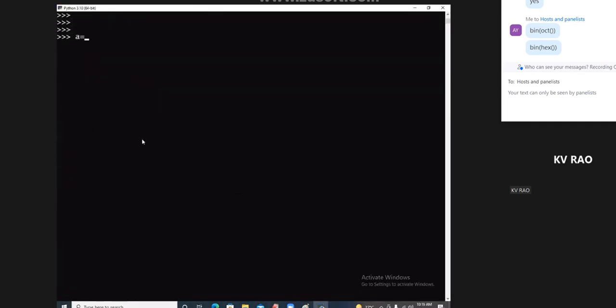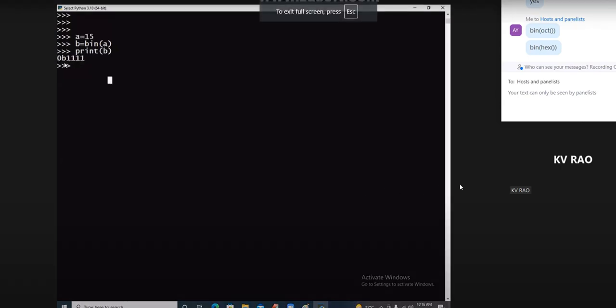Look at my dear students, a is equal to 15. 15 has no 0b, no 0o, no 0x. Which data is that by default? Come on everybody. Excellent. Decimal. Super. Convert into binary. b is equal to bin of a. Convert this a value, that is 15, into binary. You can take your own variable name, anything you like. Yes, happily converted. Print of b. What is it? 0b1111. I already told you the conversions, students. Don't get confused. 1111 is the binary of this 15.